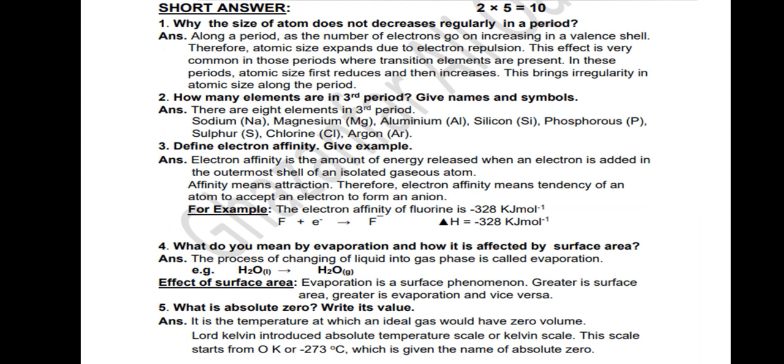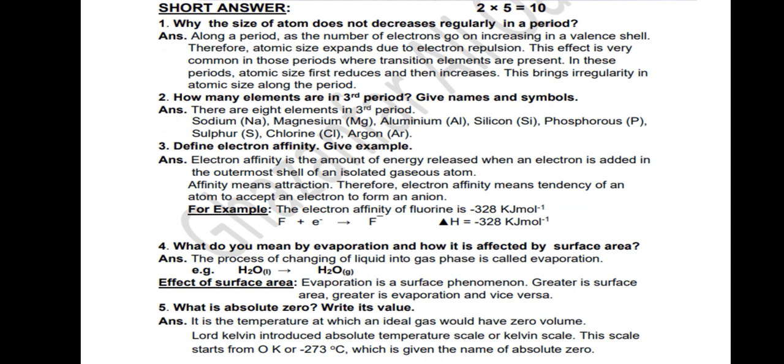What do you mean by evaporation and how is it affected by surface area? The process of changing of a liquid into gas is called evaporation. Like when you put a water glass in an open area, then the water is converted into vapor form or gaseous form from the liquid.